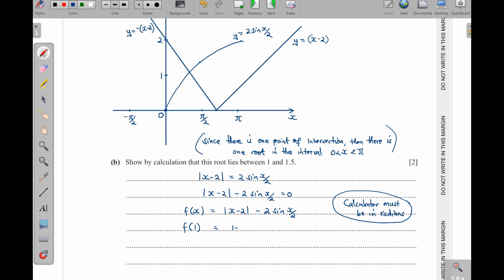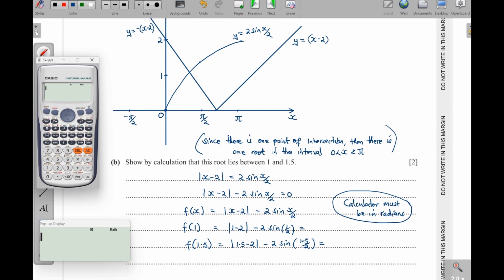Okay, so we shall have |1 minus 2|, minus 2 sine of 1 over 2. This one will give us a value. Then f of 1.5 will also be |1.5 minus 2| minus 2 sine of 1.5 over 2. So what do we get here? Now 1 minus 2 is negative 1. The modulus of negative 1 will give us a positive 1. Then minus 2, and then we have sine of 1 out of 2.